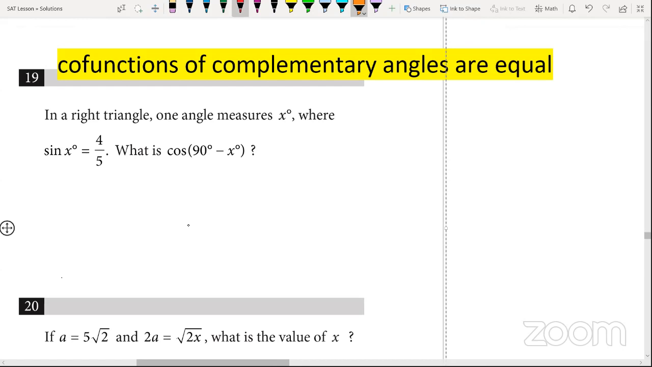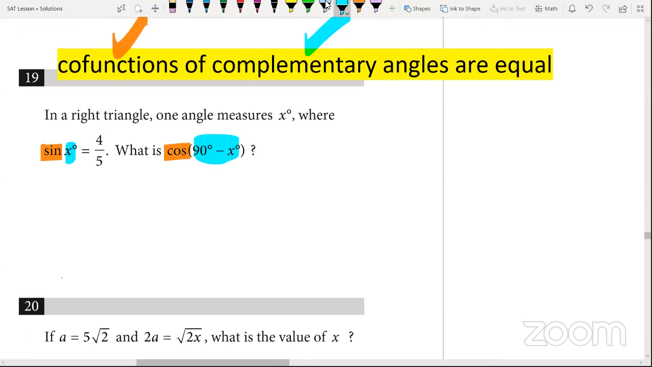It's the idea that there's a checklist. Do we have cofunctions? Well, sine and cosine are cofunctions. So yes, we do. Cofunctions would be sine and cosine, tan and cotan, or secant and cosecant. But on the SAT, we've only seen sine and cosine so far. Complementary angles are angles that add up to 90. So x and 90 minus x add up to 90.